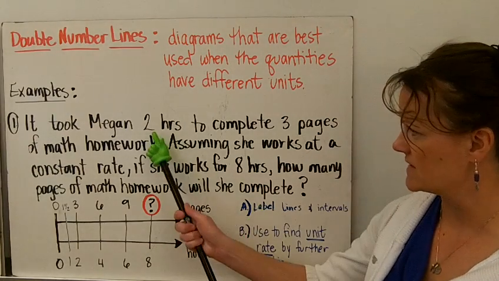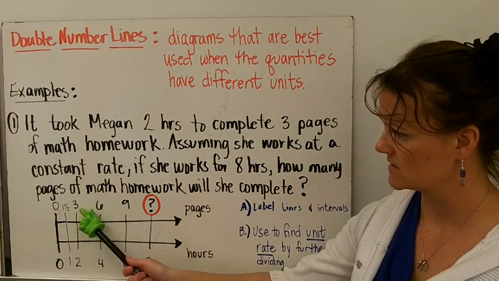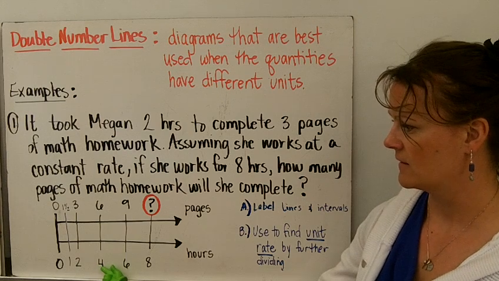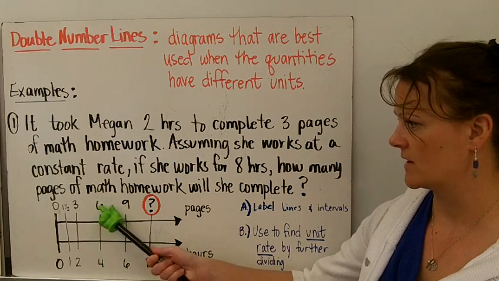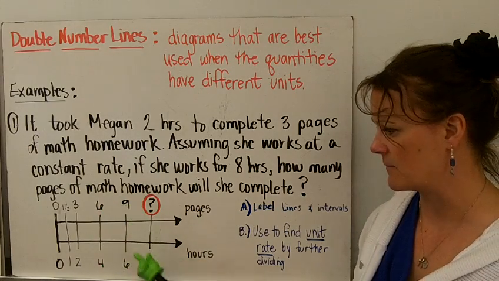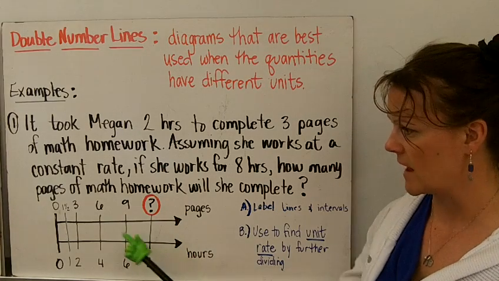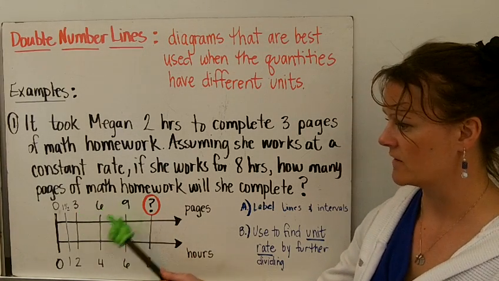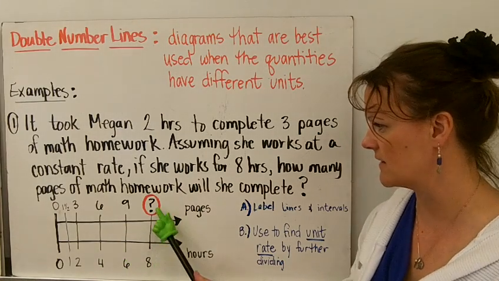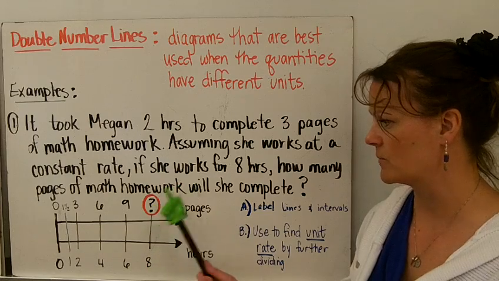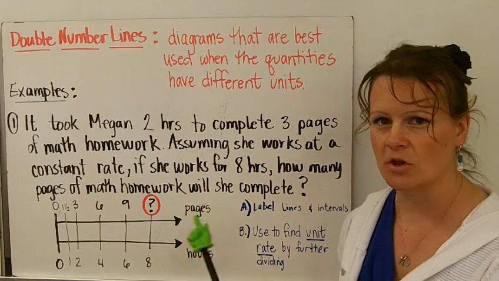And I know that it takes her 2 hours to complete 3 pages. So I'm starting here with 2 hours to 3 pages, and then I simply fill in the rest of the intervals. 4 hours to complete 6 pages, 6 hours to complete 9 pages, and 8 hours to complete, this is what we want to know. So I'm simply able to then find the pattern or simply count to see the relationship between pages and hours. And in this case then I can see that it would take me 8 hours to complete 12 pages.